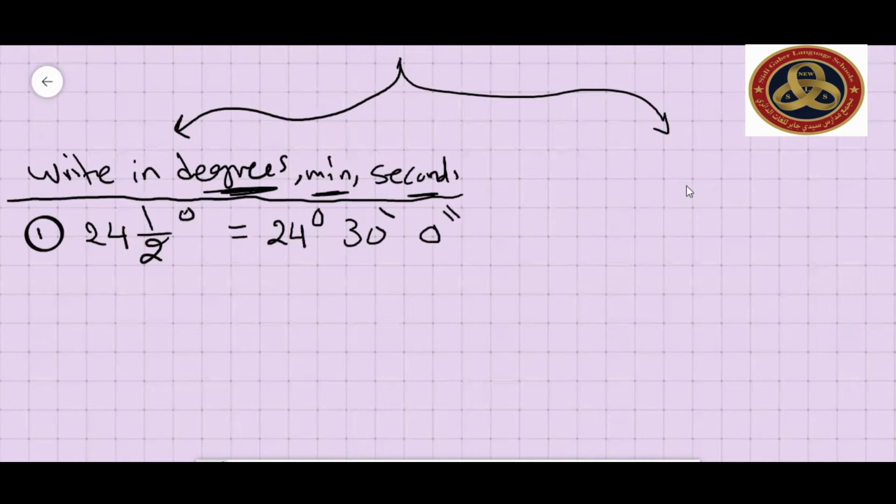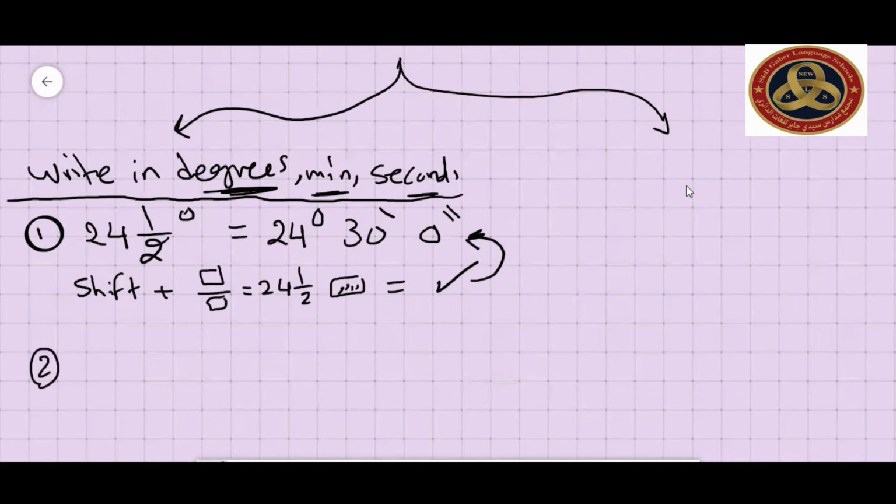Okay, I can say another way. We can write 24 and a half on the calculator by using shift and fraction. It will be a mixed number, 24 and a half. Then press comma to write the degree and press equal. You get the same measure which we got. Okay?